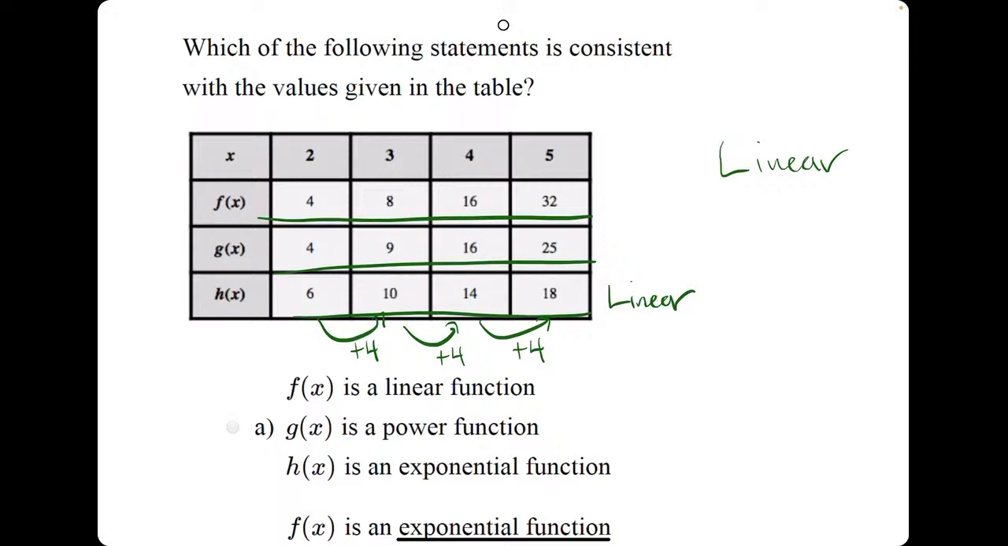The trick for exponential is similar, but instead we're looking for the function for which we're multiplying the same number from number to number. So like from 4 to 8 is times 2, so 4 times 2 is 8, 8 times 2 is 16, 16 times 2 is 32. Once we find the one where you're multiplying the same amount each time, that will tell us that one is exponential. And then, by process of elimination, that leaves this one to be the power function.